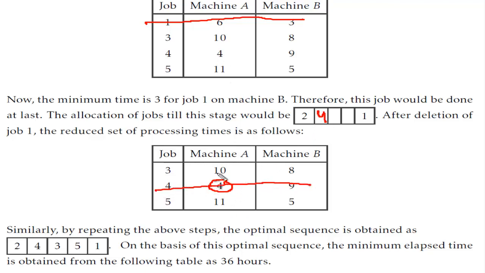When this is done, we have that this will be the left out tables, which is lesser, the 5 is lesser. So 5 is to be assigned to the right, that means to the last. Okay, and this is gone, and now this is the last job which is to be assigned, and it will be here, and we have 2, 4, 3, 5, 1 as my sequence. Okay, and now this is my optimal sequence. Okay, and we have to see what is the minimum elapsed time from this table.